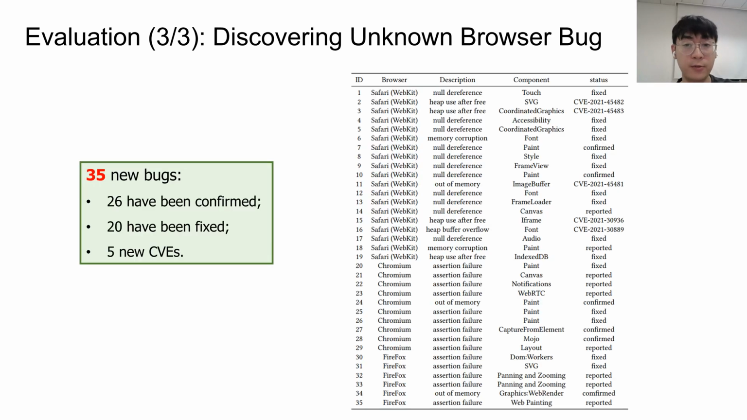And of course, we also apply our approach to discover new bugs. There are 35 new bugs discovered by Minerva. 26 have been confirmed, out of which 20 have been fixed, and 5 have been assigned new CVEs because of their security consequences.